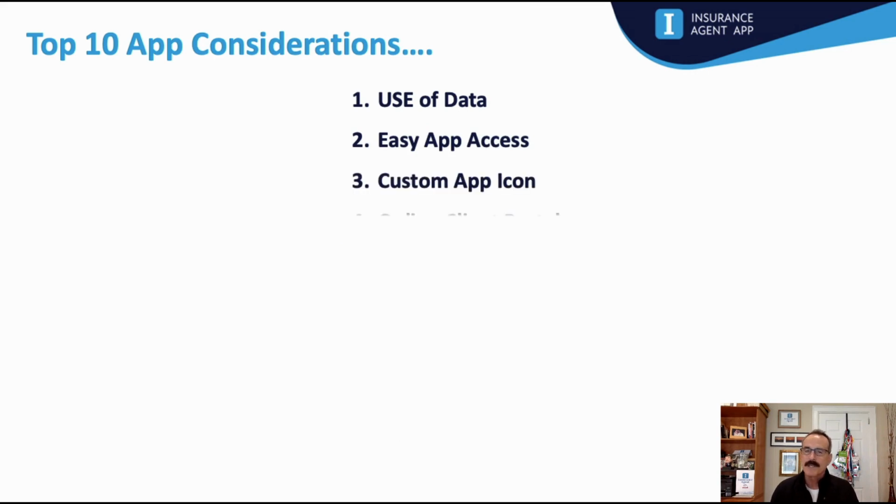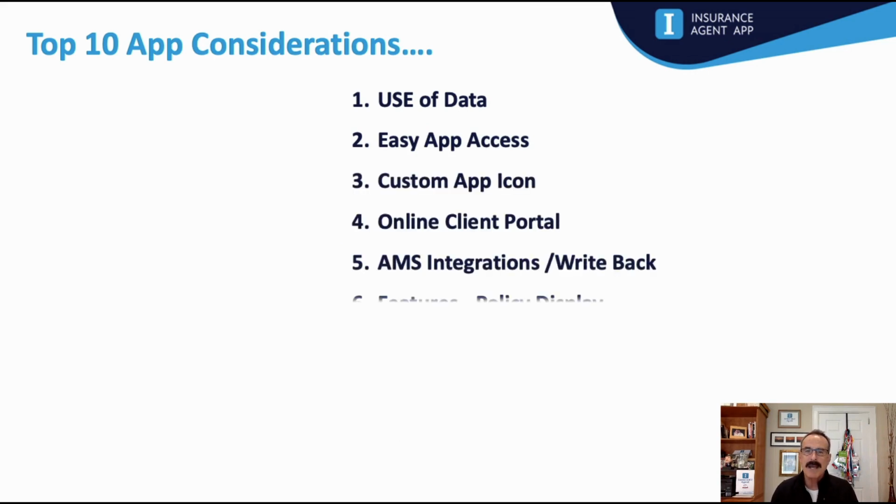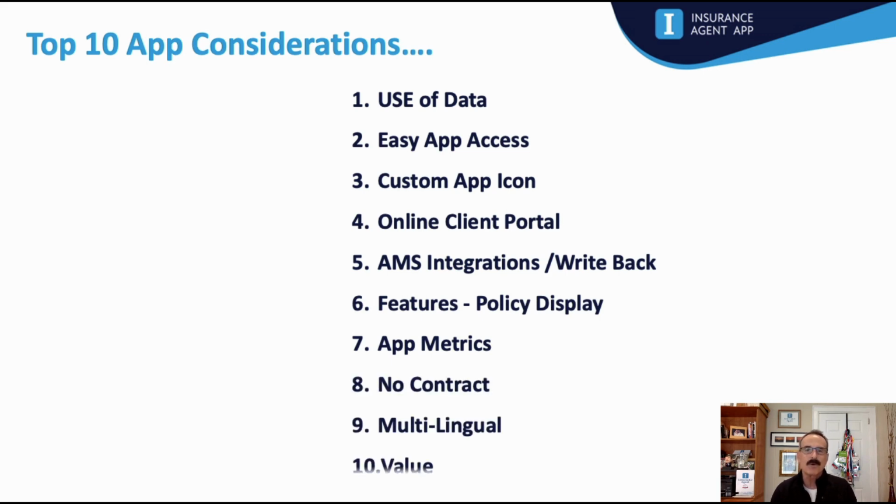The first one, use of data. Second, easy app access, custom app icon or not, online client portal, AMS integrations and writing back to the AMS, features, and in particular, how policy data displays in the app for your clients, app metrics, whether or not there should or should not be a contract, whether or not the app is available in other languages, and number 10, value for the money. So let's get into this.